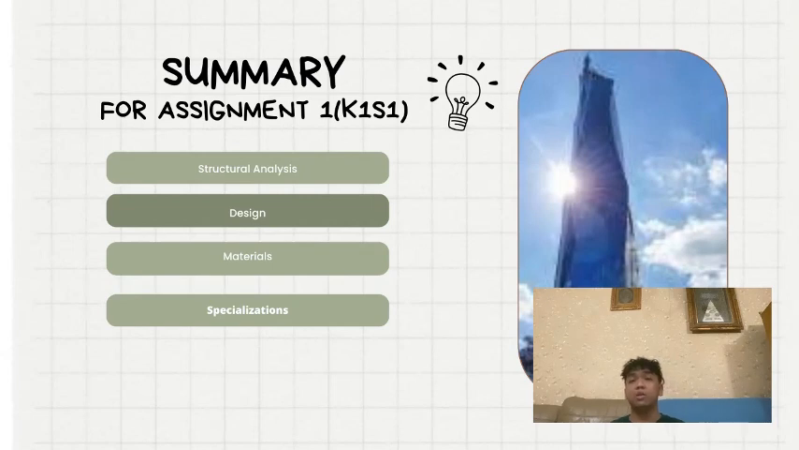Summary from Assignment 1 of K1S1: Menara Merdeka 118 is one of the landmarks of Malaysia. It has 118 stories with a height of 678.9 meters. This skyscraper is the tallest building in Malaysia and the second tallest structure in the world.